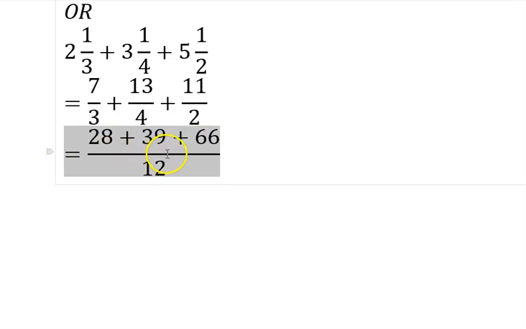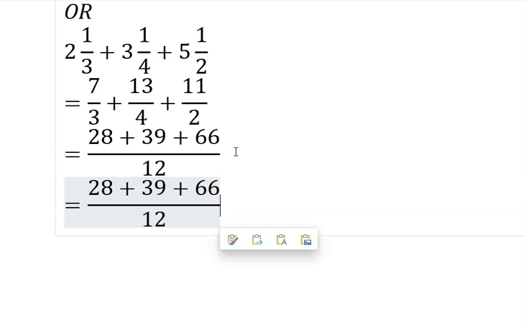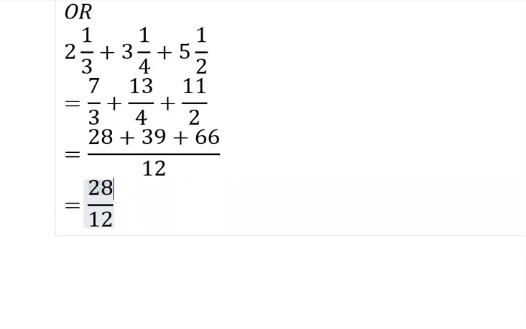So let's add what we have up here. Awesome. So let's add it one after the other. The first one, 28 plus 39. 28 plus 39 will give you 67. 67 plus 66 will give you 133 over 12. That's very correct. This is an improper fraction, so let's see how we can convert it to a mixed fraction and compare our answer with the first answer.